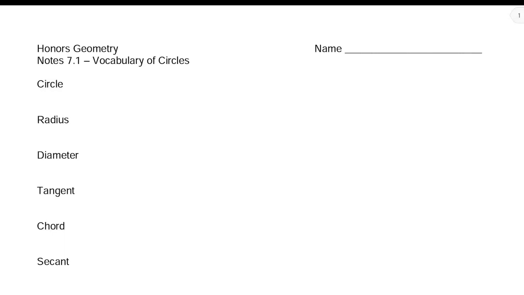Notes 7.1 are about circles. Let's set up definitions about a circle. First definition will be for the circle itself.